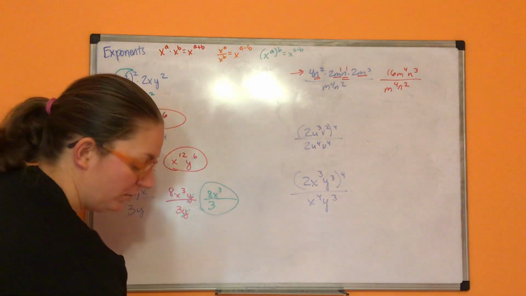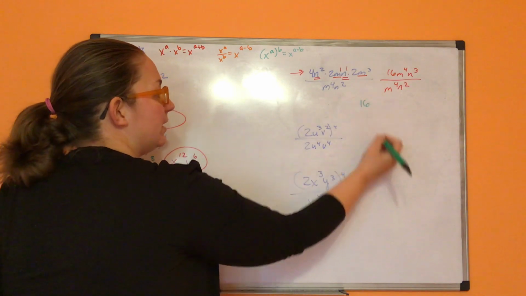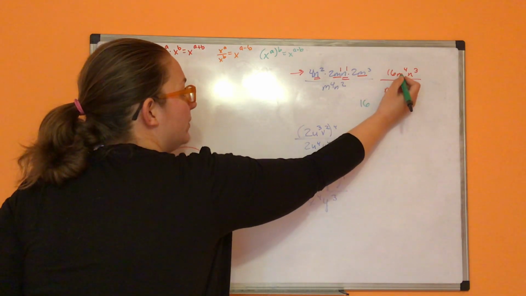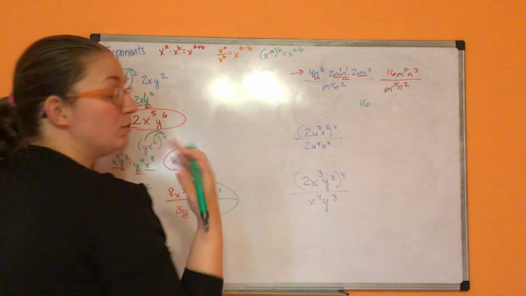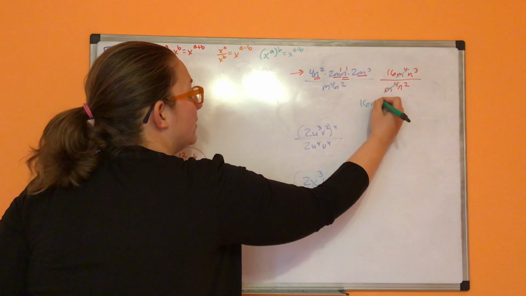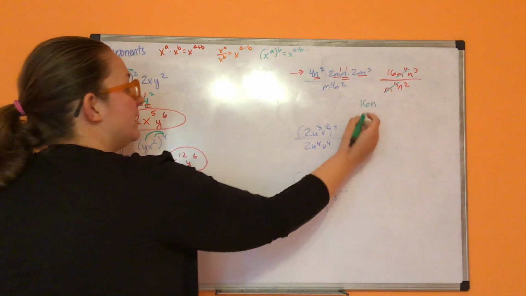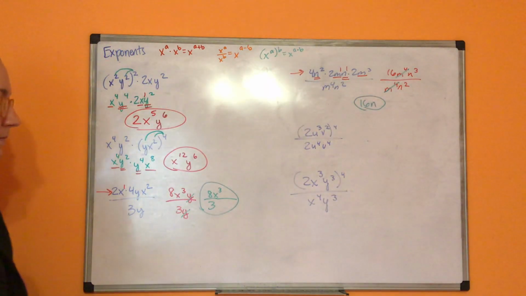Now, using our quotient rule, 16 is the only coefficient, so it's going to stay the same. M to the 4 and m to the 4. M to the 4 divided by m to the 4 is 1. They cancel out. N to the 3 minus 2 becomes n to the 1, but we know n to the 1 is the same as just n. So this reduces to just 16n.